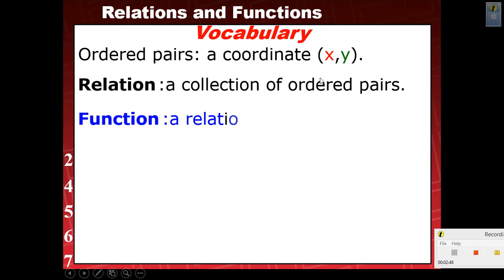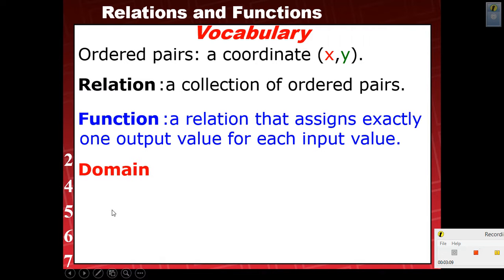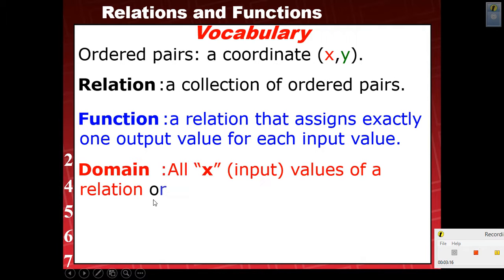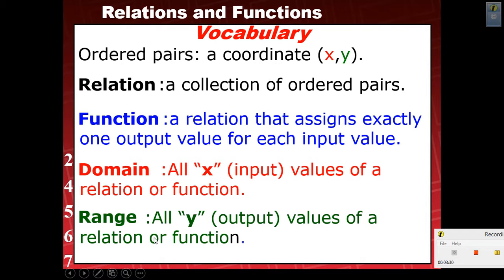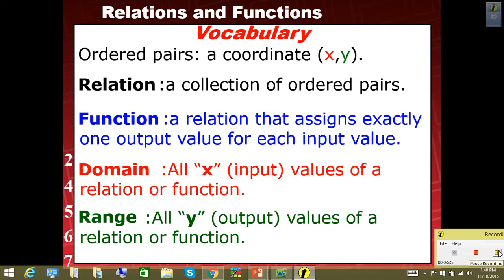Now, who noticed that my coordinate, I color-coded it? Did everybody notice that? Let me show you why. Because the next term is called the domain. What do you think the domain might be? All the x values in the relation. Therefore, if that's the domain, what would be the range? All the y values of the relation or function. Copy that, please. All right?